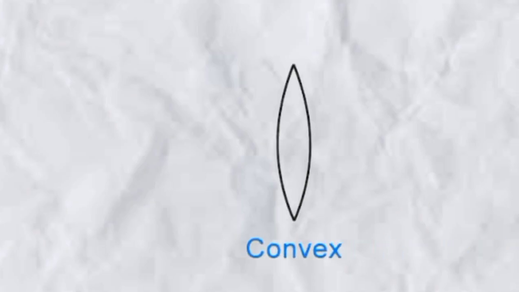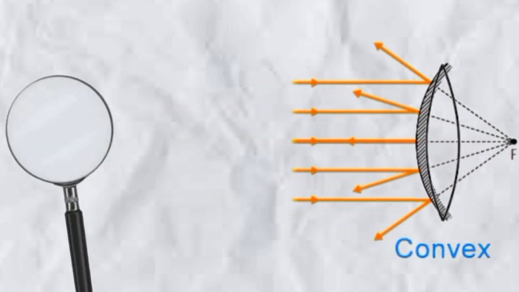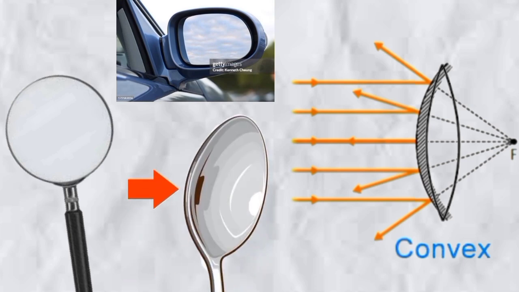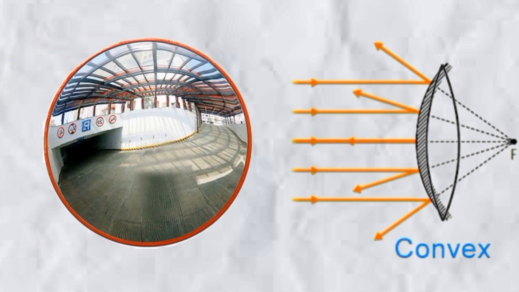Convex mirrors are curved mirrors where the reflective surface curves out towards the light source. Examples of this are magnifying glass, car mirrors, and the back of the spoon. Reflections in this kind of mirror appear to be larger and bulgy.